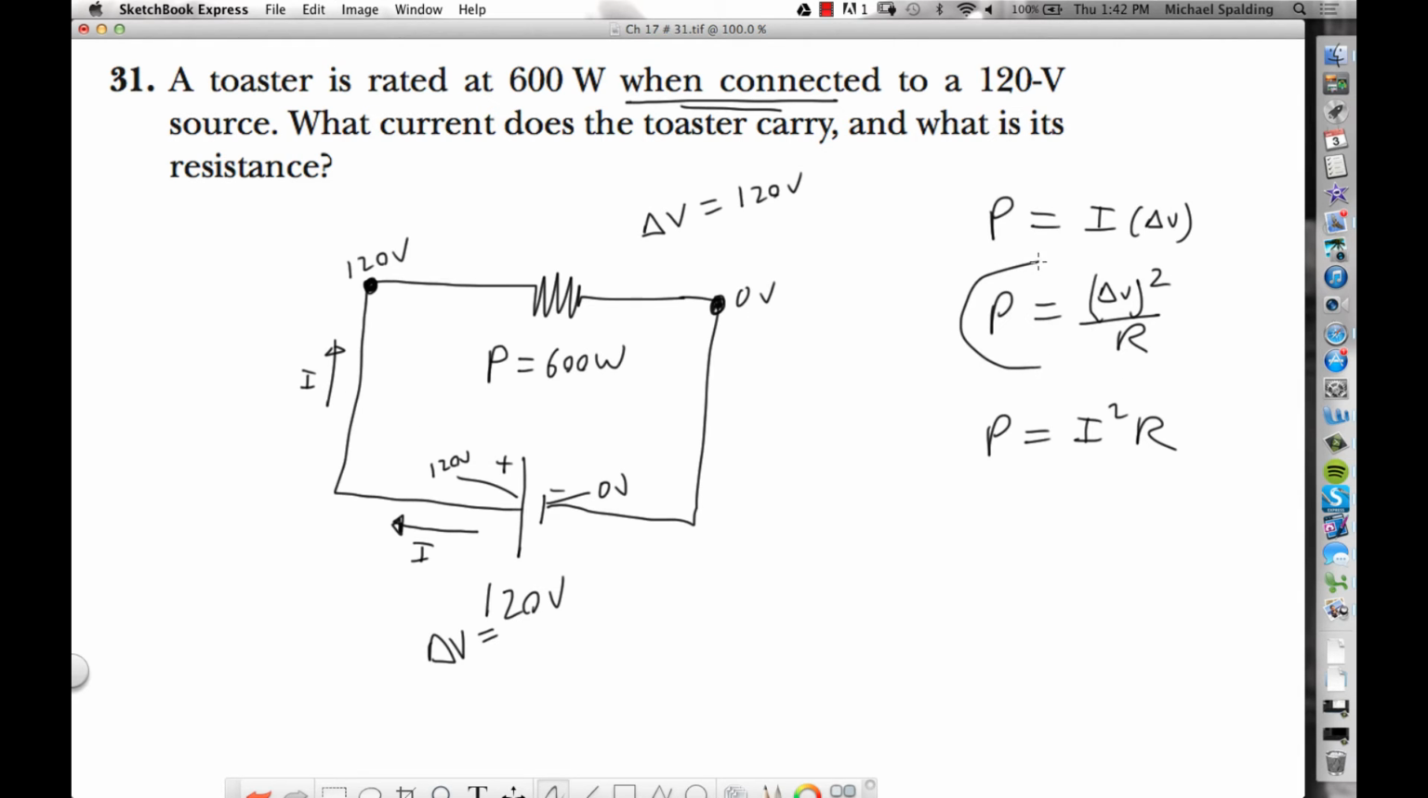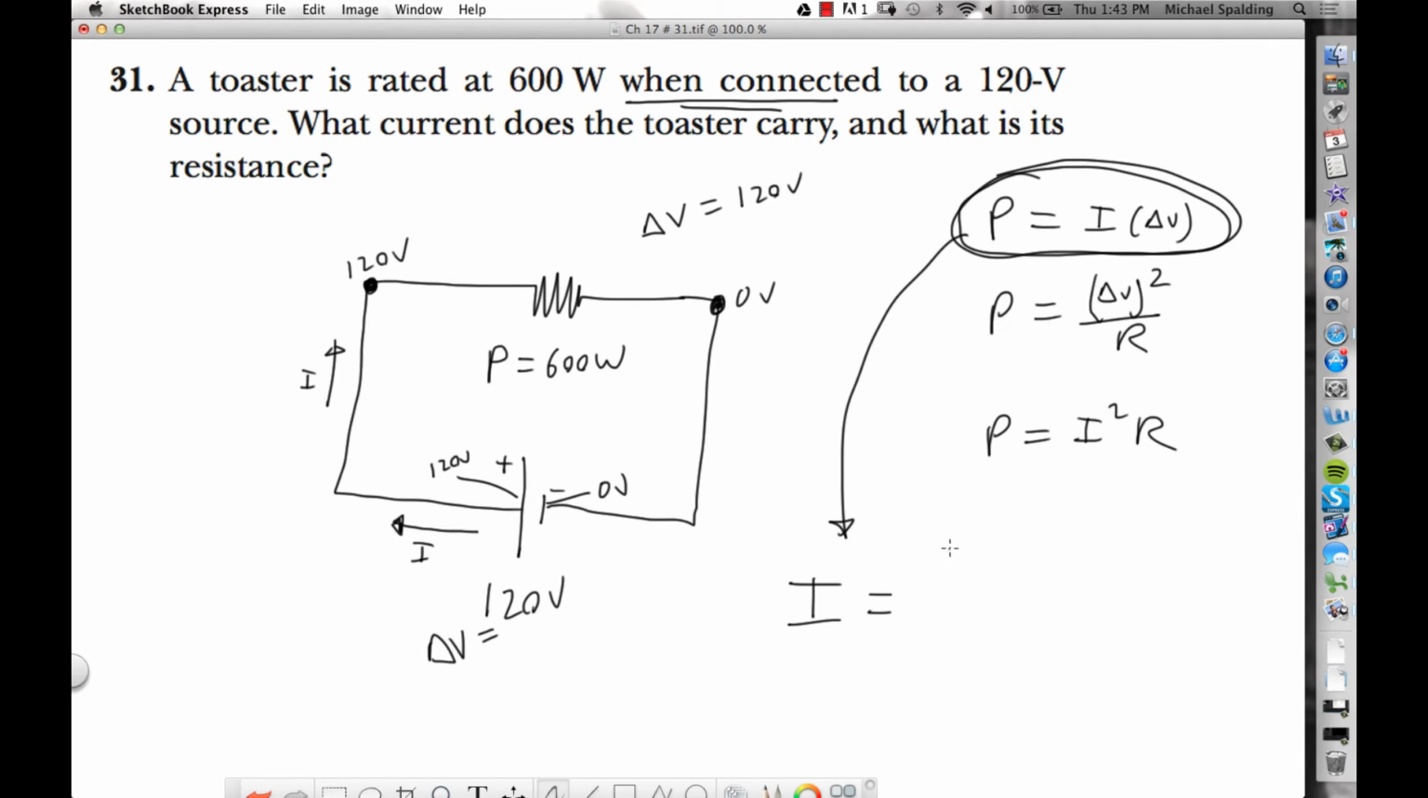Yeah, we're going to use... wait, no, not that one. Is it? Yes, it is that one. No, it's not that one. Because we're looking for the current, we want this one, right? They're asking for the current. So we take this one here, look. Current is I. So that's going to be P over delta V.